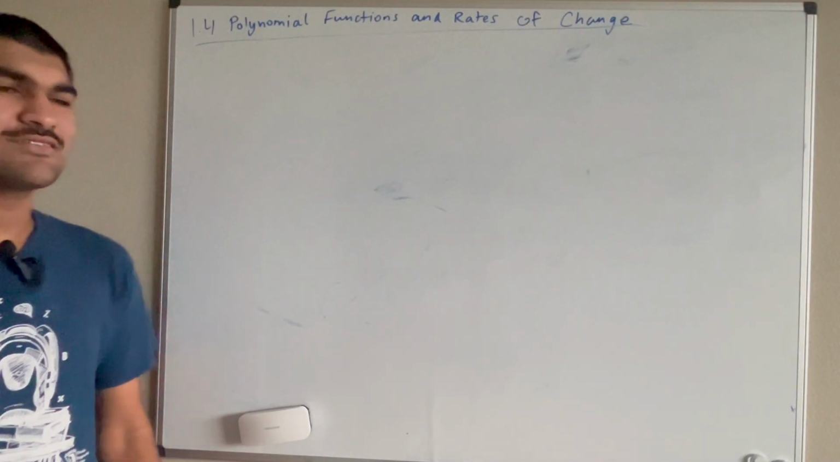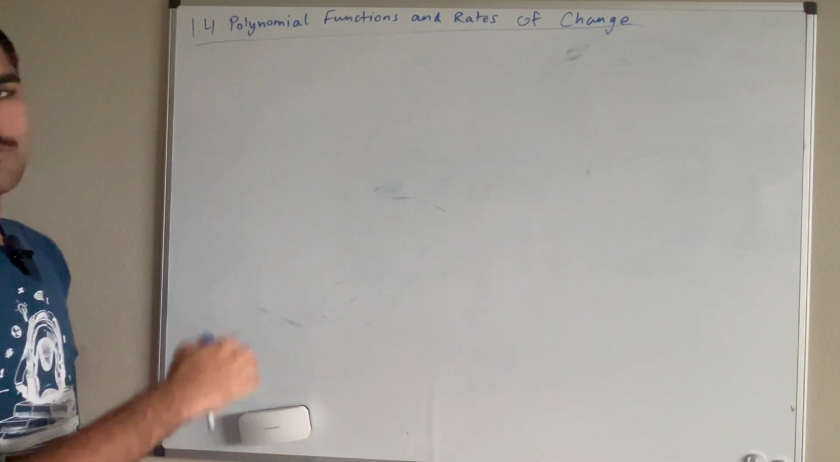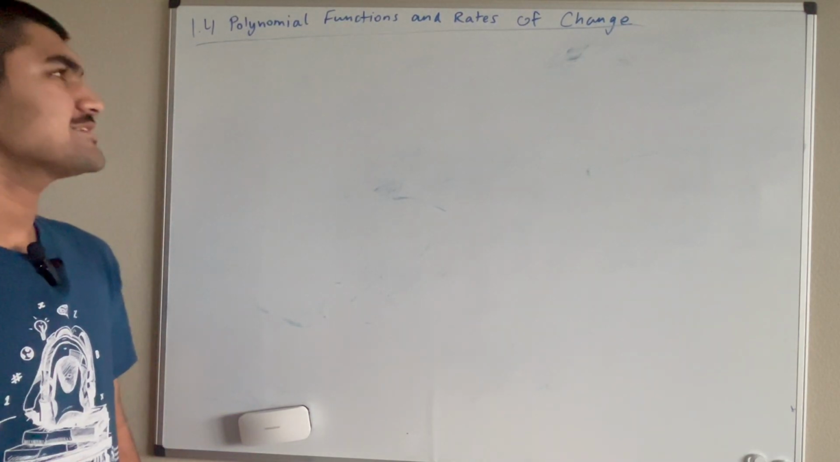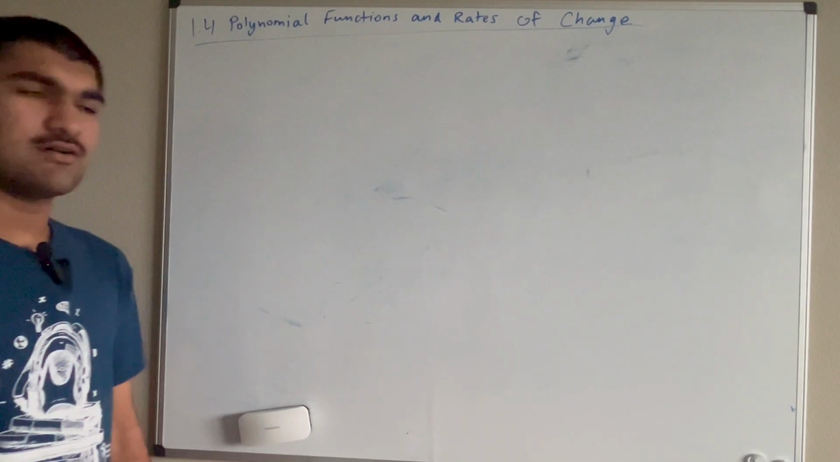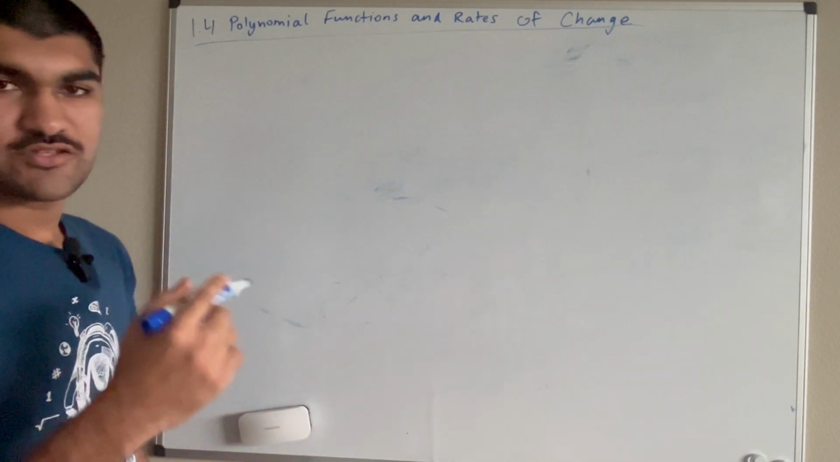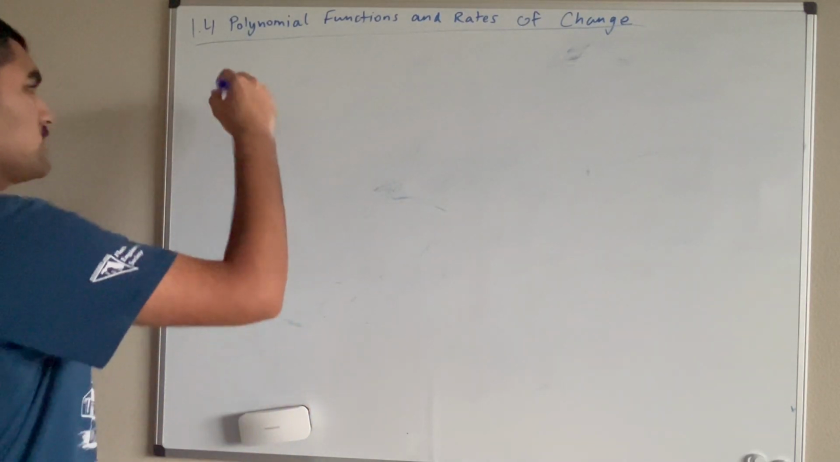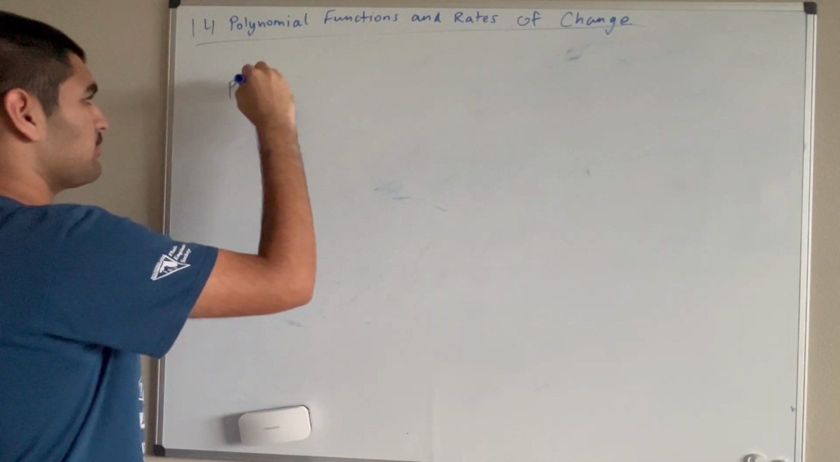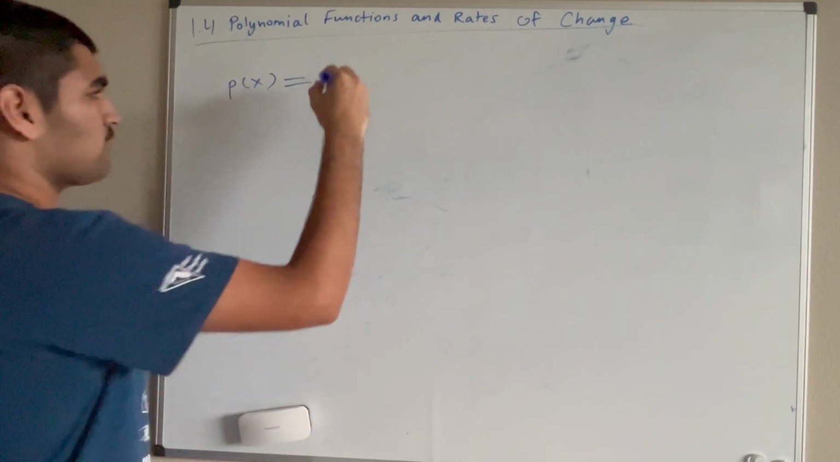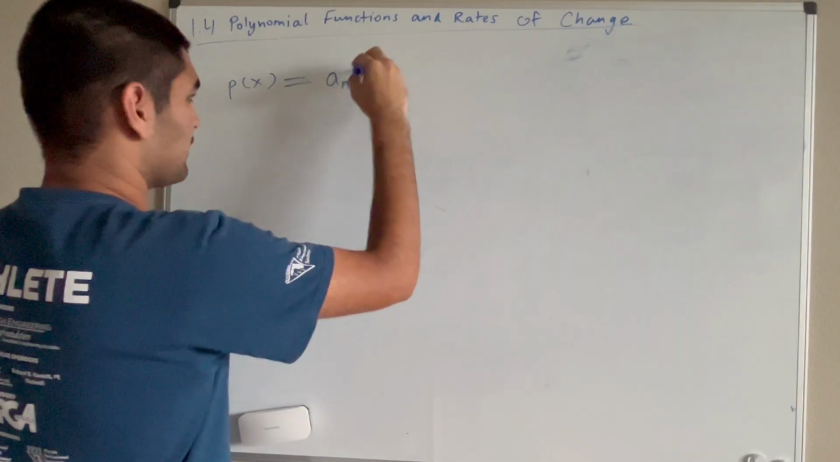Hello guys, so in this video we'll be talking about 1.4 polynomial functions and rates of change. Okay, so first let's start with the general form of a polynomial. So let's say you have some polynomial p of x and the general form is the following.